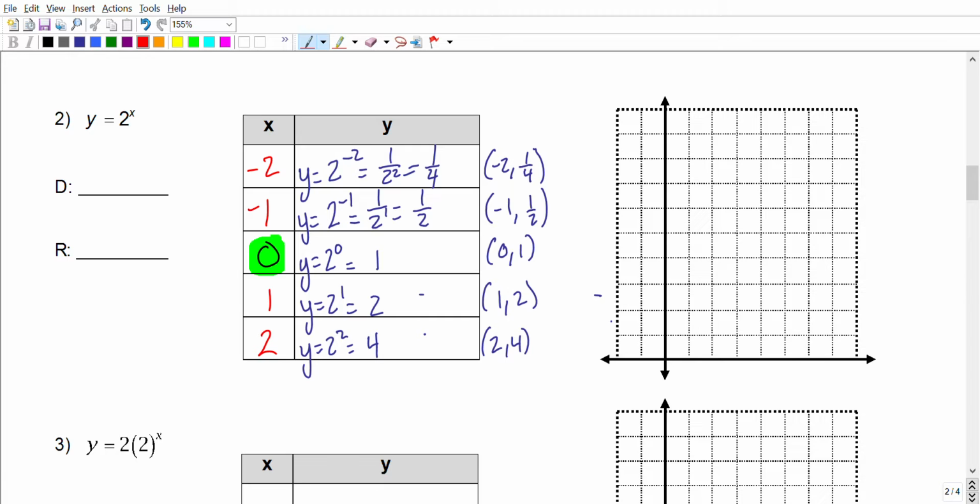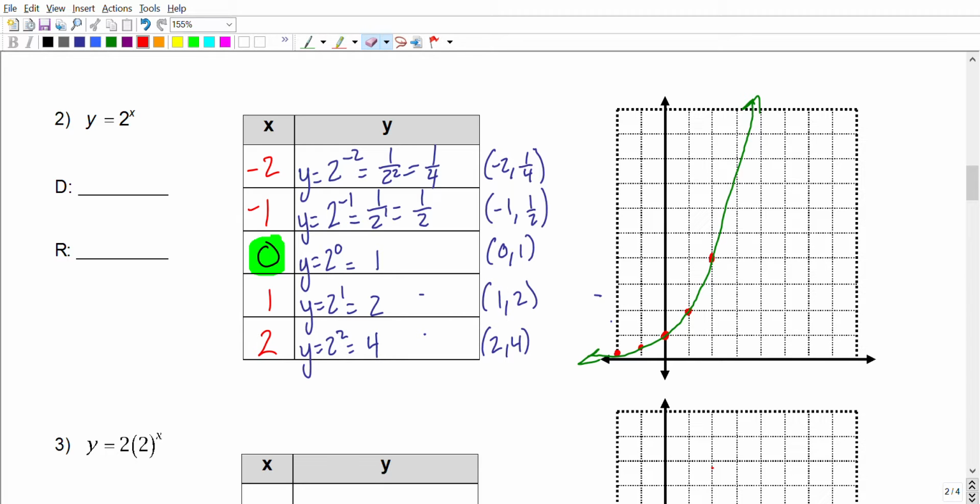So let's go ahead and graph these. -2, 1/4 is right around here. -1, 1/2 is right around there. 0, 1 is right here. 1, 2, and finally 2, 4. Right, so if you have that, you are in good shape. Let's go ahead and graph this. So we have a line that looks like that. And notice once again, guys, it is tapering off on the end there. It does not cross the line y equals 0.